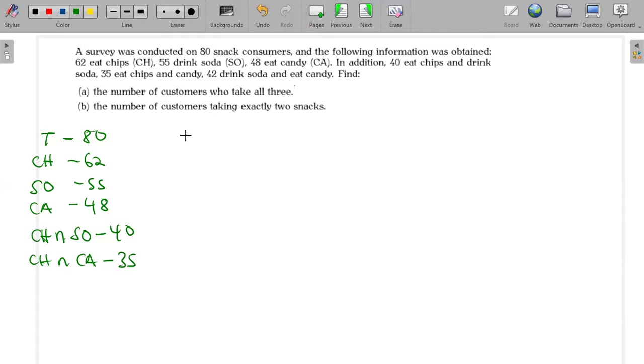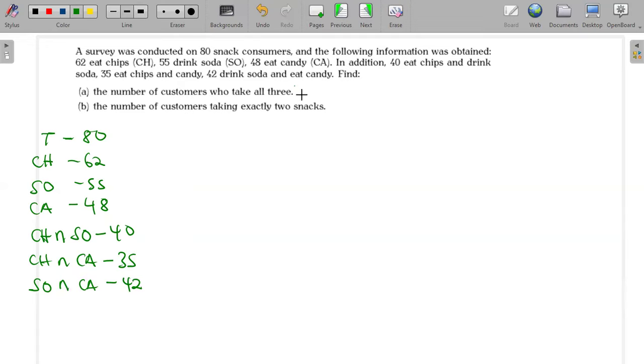And then they're saying 42 drink soda and eat candy. So soda, and they eat candy, which is CA. So this here is 42. Then they're telling us to find the number of customers who eat all the three.